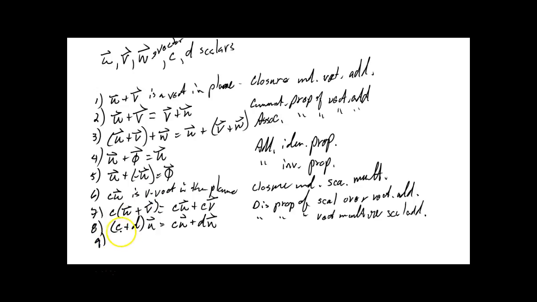Okay? Number 9 is this one. Now, C times DU is equal to the same as CD times U. Okay. Now this is a form of associative property. It's the associative property of scalars times a vector.